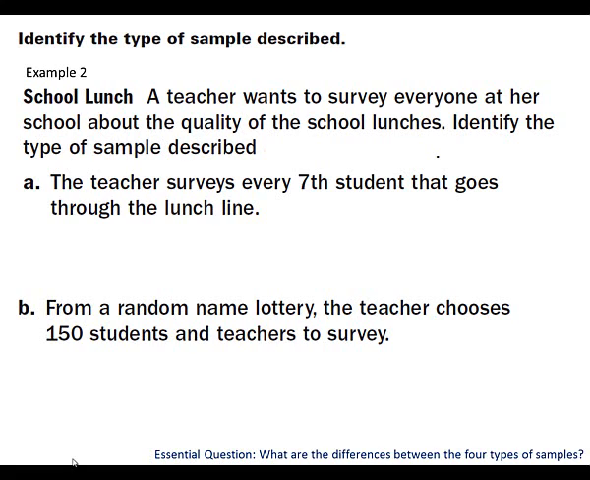Alright, school lunch. A teacher wants to survey everyone at your school about the quality of school lunches. Identify the type of sample described. In A, the teacher surveys every 7th student that goes through the lunch line. What's that? That's a systematic survey, because she has a rule, right? Is it a random survey? You will have to know them. For the random name lottery, the teacher chooses 150 students and teachers to survey. What's that? That's your random one. That one was harder.